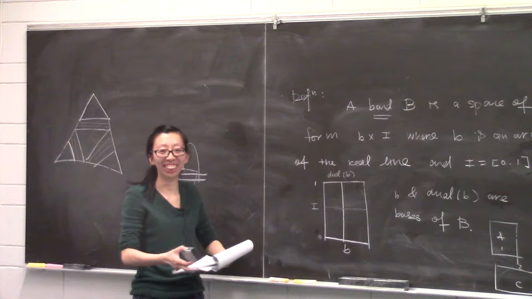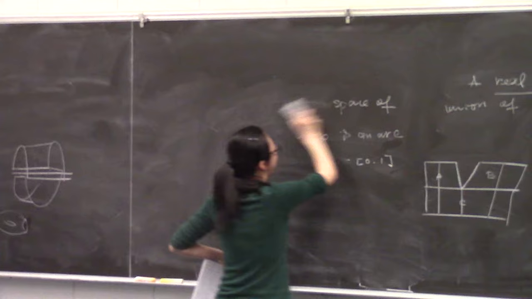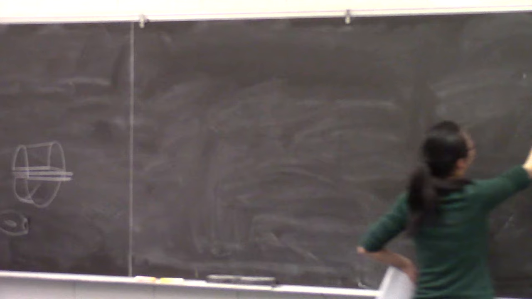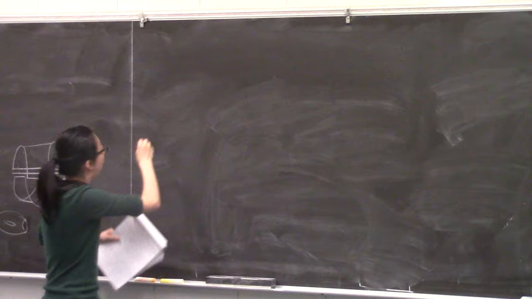Now, we're supposed to study graph group action, a group acting on a tree. What I gave you is just a band complex, so I need to make the connection between band complex and group action. It is obtained in the following way, by the resolution. Let me give you the definition here.